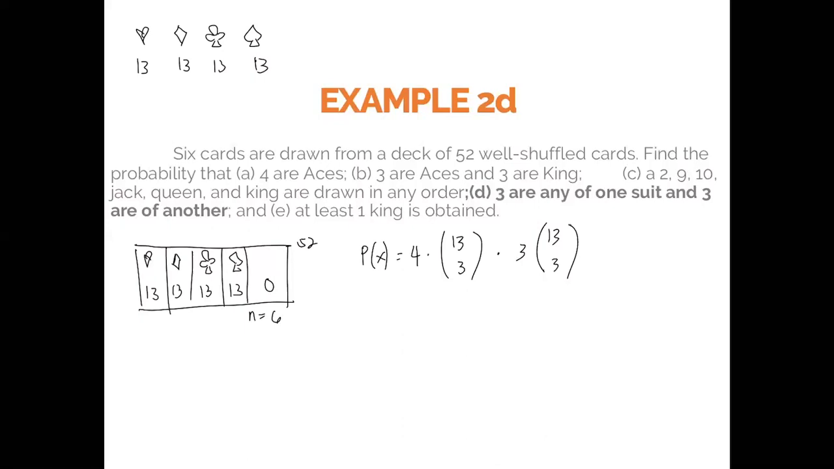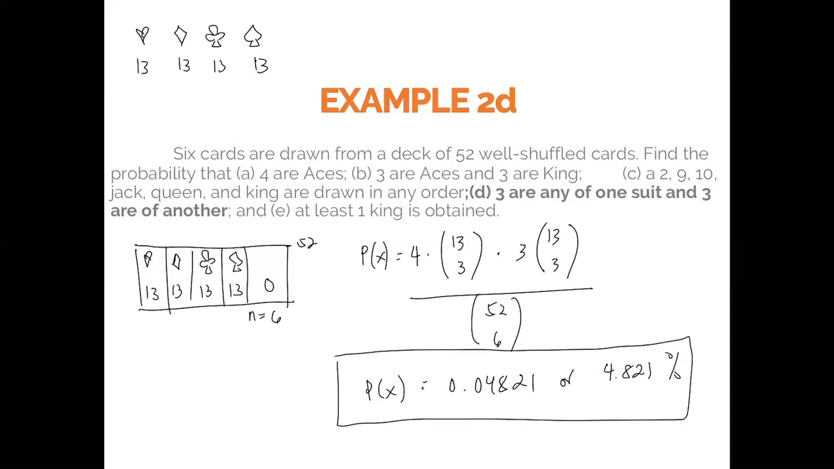All over 52C6. Okay? So, yung probability natin using that formula is 4 times 13C3 times 3 times 13C3 all over 52C6. Okay? Yung probability natin is 0.04821 or equivalent siya sa 4.821%. Okay? So that is our answer for letter D.